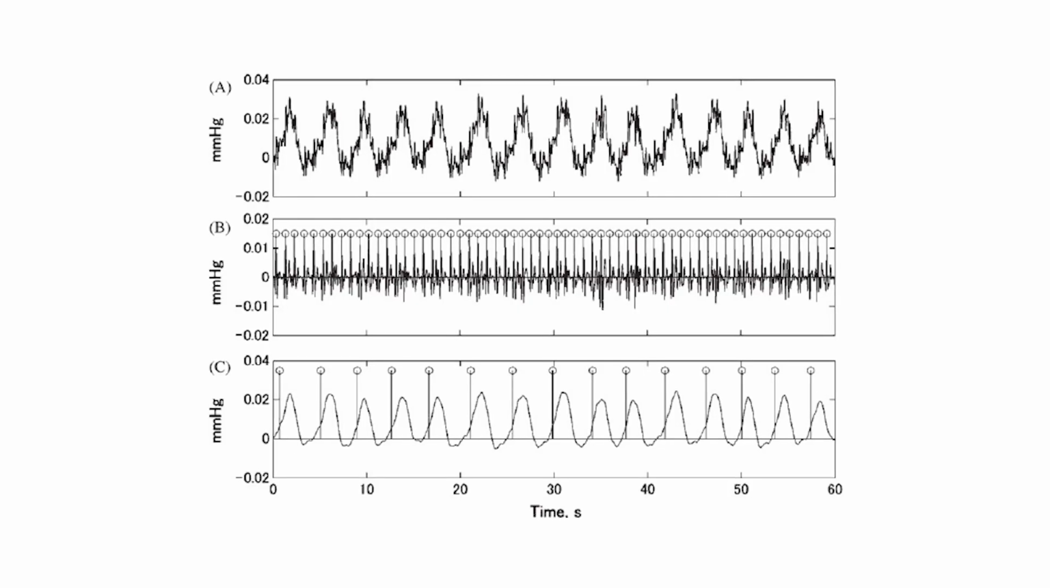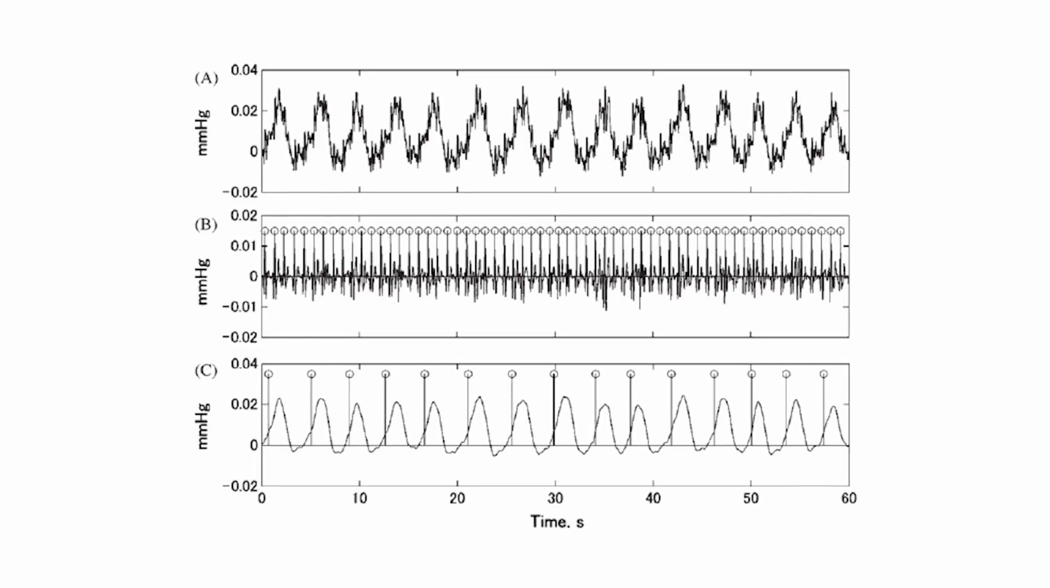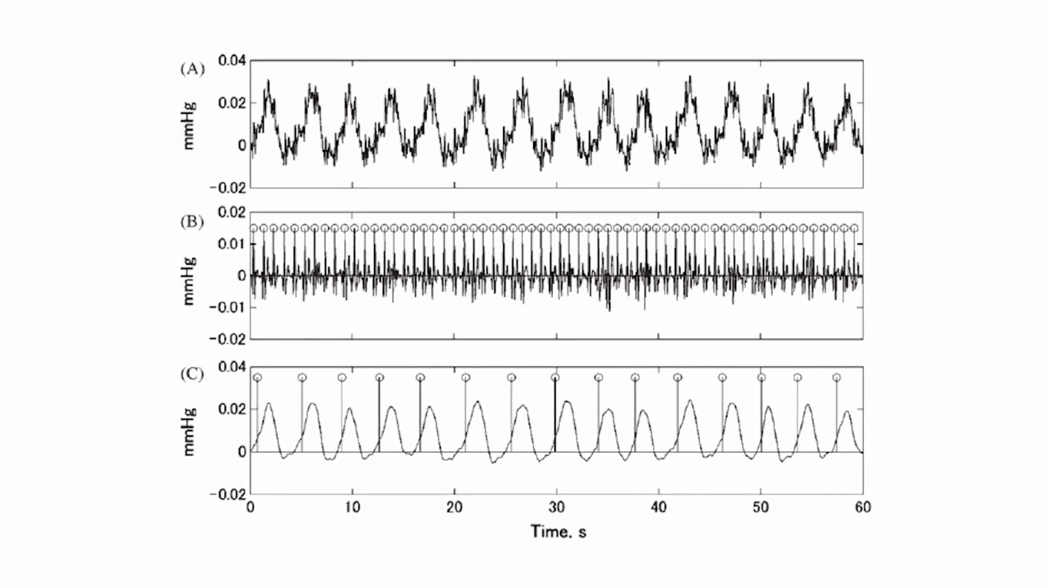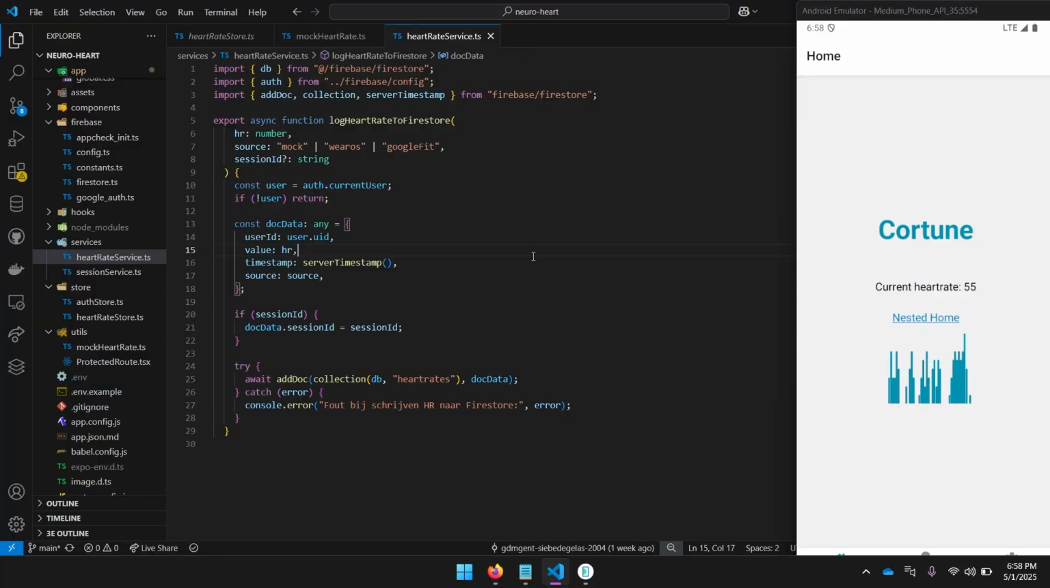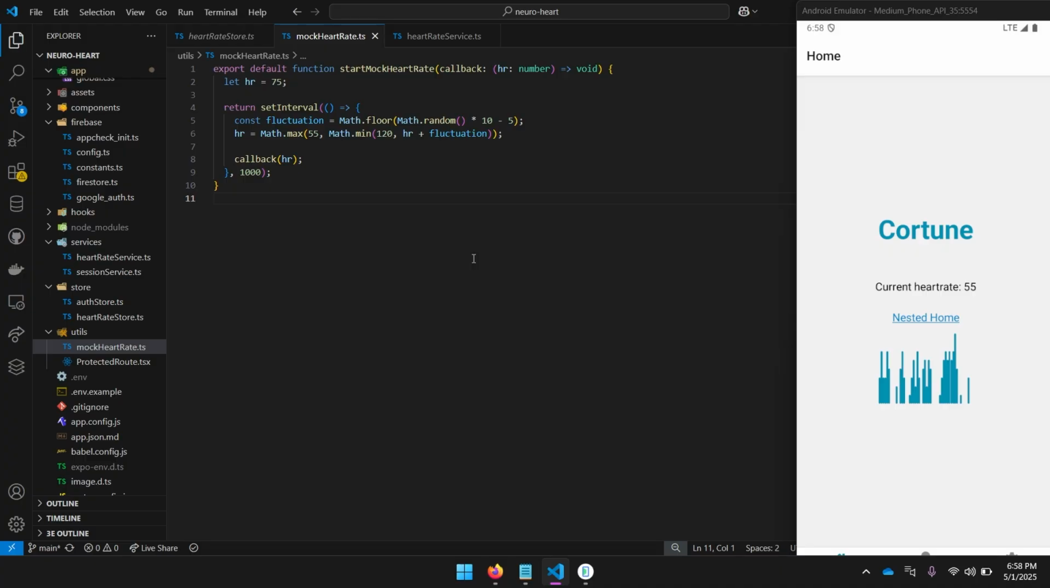For now, to keep things simple, I mock the heart rate instead of using a wearable device for development. In this heart rate service file, I handle the logic for saving heart rate data to Firestore at intervals. Here in the mock heart rate.ts file, I created a simple function that mocks the heart rate.